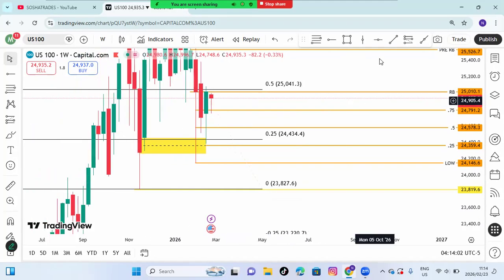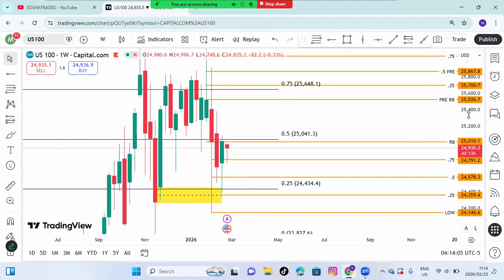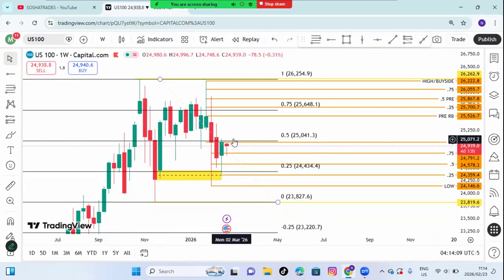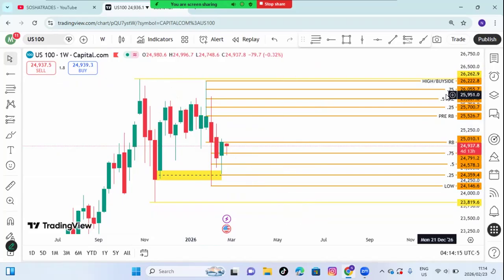So basically, let me delete. So we can see that discount is somewhere here. So let me just delete this. This is the range we are kept in, the high, the low. Discount is somewhere here, 50% here, equilibrium is somewhere here. So now we went below with these candlesticks.